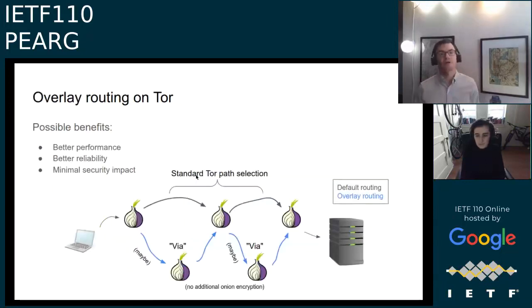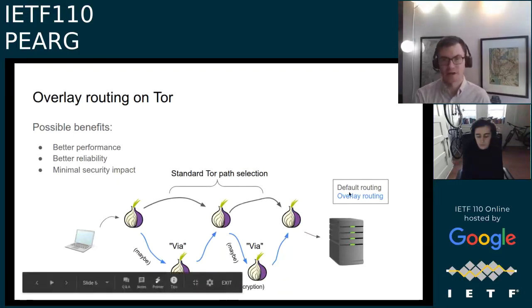And so our proposal is to introduce this overlay routing technique into Tor. This diagram is a high-level overview of what's happening in Tor. A user is going to connect to a Tor relay or node, which is going to connect to another Tor relay or node, and another. And then finally, it'll spit out that traffic and send it to the destination. And all of this traffic in between is encrypted.